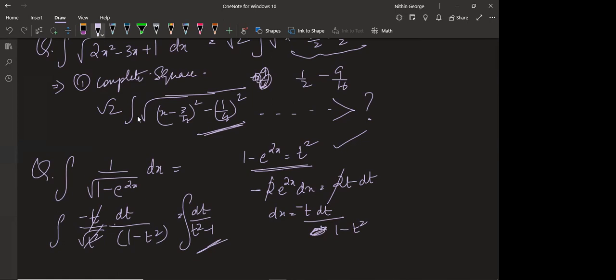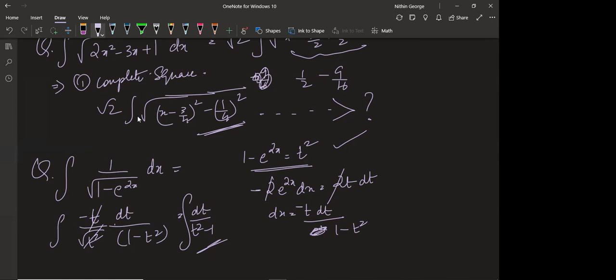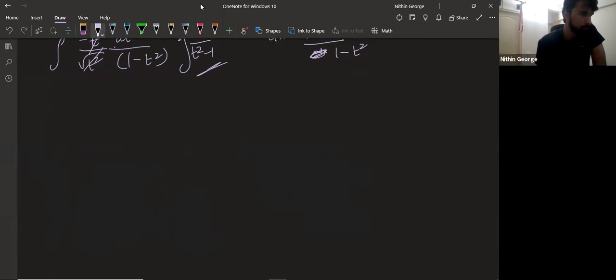Yes, sir. What is the formula for this one? 1 by 2a log of (x minus a) by (x plus a). Okay, lovely. And move on to the next type.